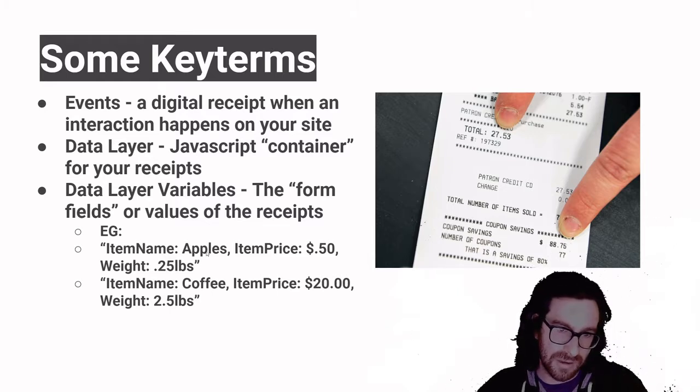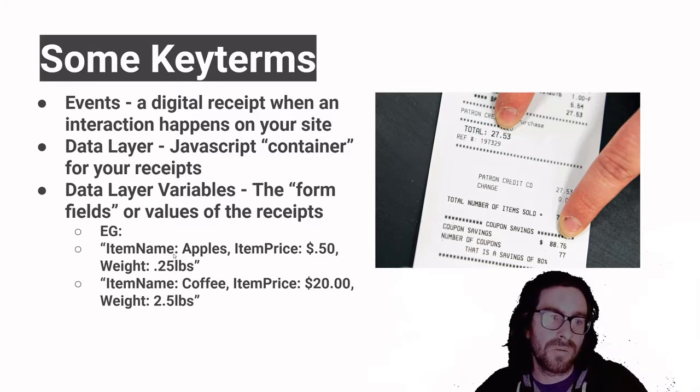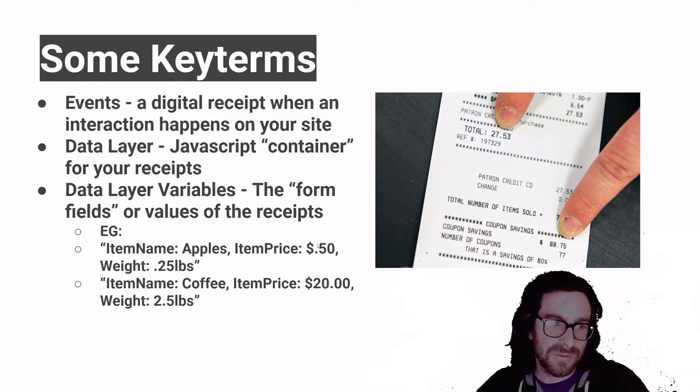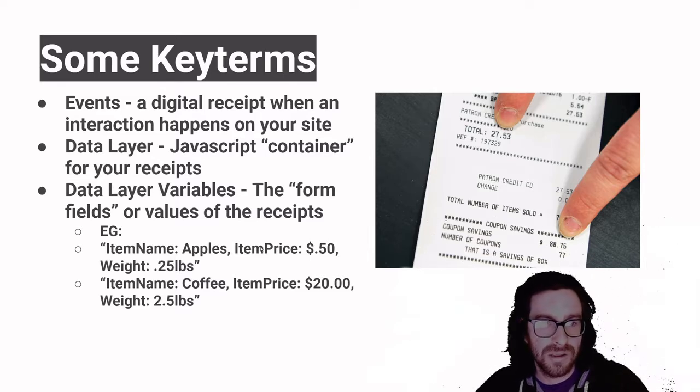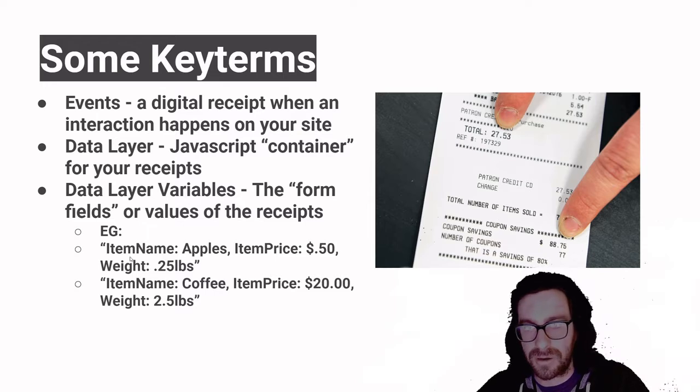So I did an example. I need to go grocery shopping and I was thinking about things I need to buy. One of the data layer variables on my receipt would be item name: apples. The item price would be 50 cents and the weight, quarter pound, right? So again, this is just one entry on the receipt, but we've got three different variables. Let's do one more. This is another receipt entry. The item name, coffee, item price, $20, the weight, 2.5 pounds. I guess I bought a lot of coffee right there.